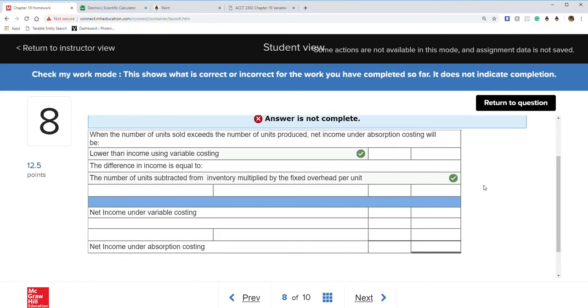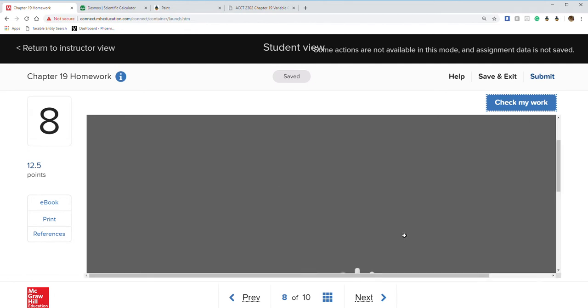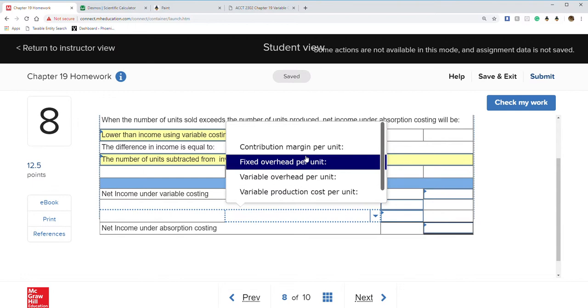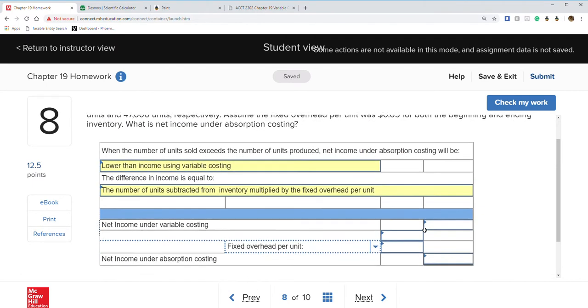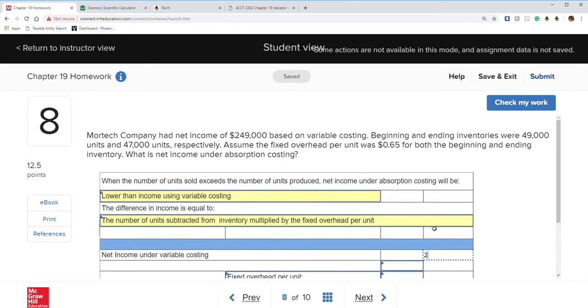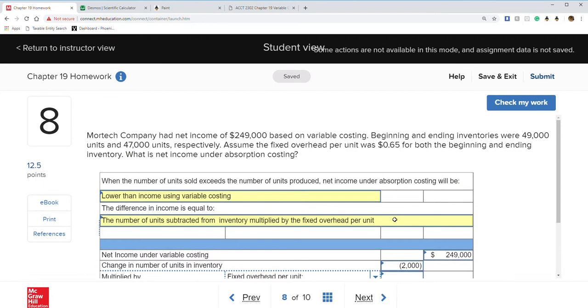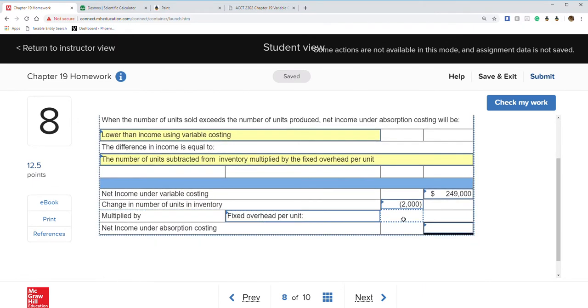Again, check. Everything's good on those two. Easy peasy lemon squeezy on those. And again, this little blank has to be fixed overhead. So now we have 249 to 3. Number of units, 47,000 units. Beginning subtracted from ending will be negative 2,000 and 65 cents.